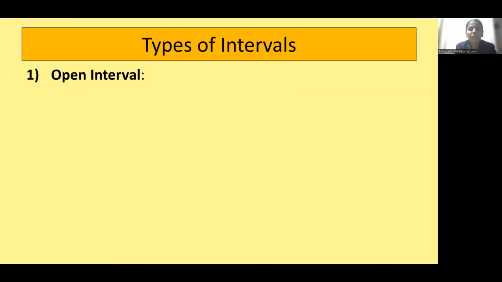If we consider two numbers on the real line, and if we take all the points in between those two numbers, then that set is a subset of the set of real numbers, and that set is called an interval. There are a total of 4 types of interval: open interval, closed interval, semi-closed interval, and semi-open interval. The first type is open interval.